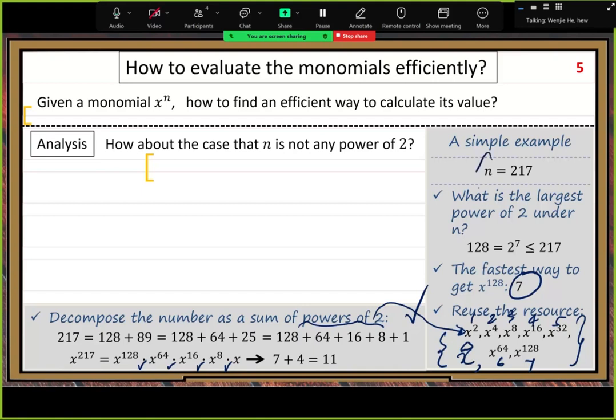Given a decimal integer, like 217, this is a decimal integer, right? We can always represent it as a binary representation. You know that. In your discrete math, you learned how to convert a decimal integer to a binary integer.